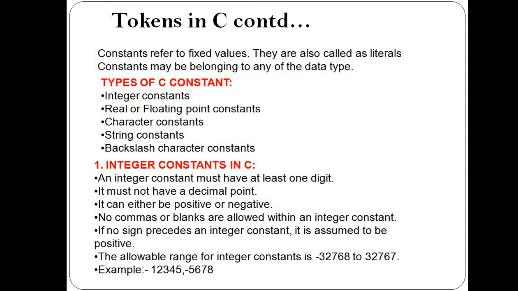If no sign precedes an integer constant, it is assumed to be positive. If you do not specify any sign before the number, then it will be considered positive by default. If we want negative numbers, then we need to put the negative symbol in front of the number. Then and only then will it be considered a negative constant. Otherwise, by default, it is assumed to be a positive constant. So the allowable range for an integer constant is minus 32,768 to 32,767, and the examples are 12345 and minus 5678. So such types of integer constants we can put in a C programming language.